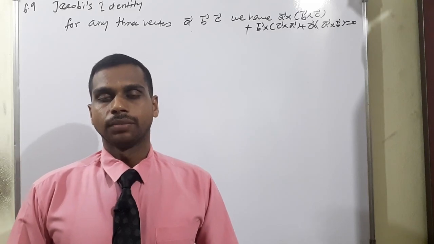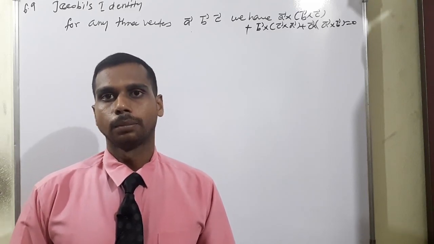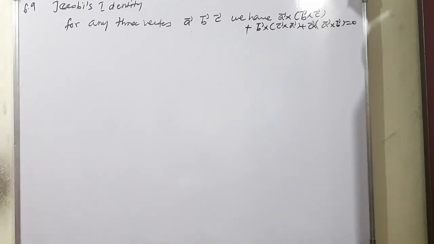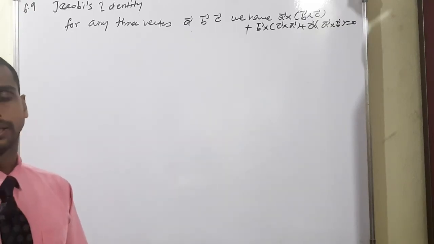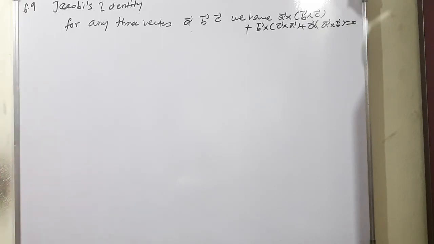Welcome to Maths class. In this conversation, we are going through the continuation of examples from chapter number 6. I am moving to theorem 6.9, Jacobi's identity. Then the continuation of 6.10, what is the name? Lagrange's identity. Okay. So now I am moving to 6.9.